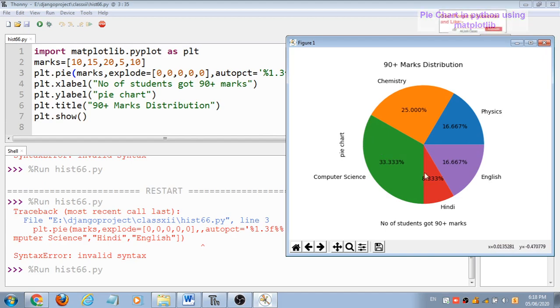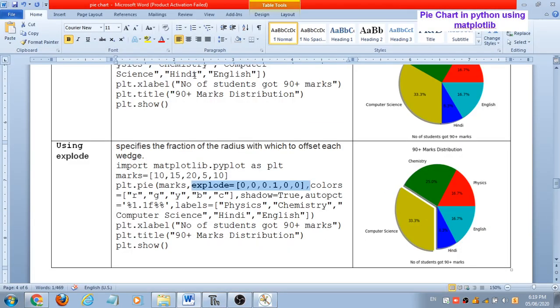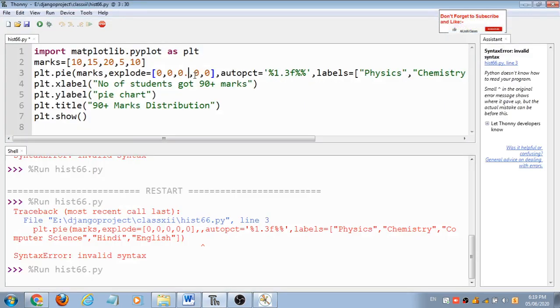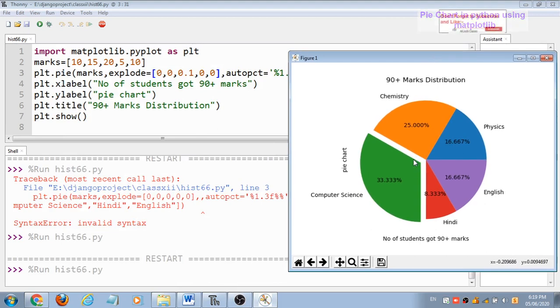Suppose we want this slice to come outside of all the other slices. This is the third slice, because the plotting starts from here: 1, 2, 3. So let's take a slight value like 0.1 for this third argument. You can see it comes slightly outside using this explode.